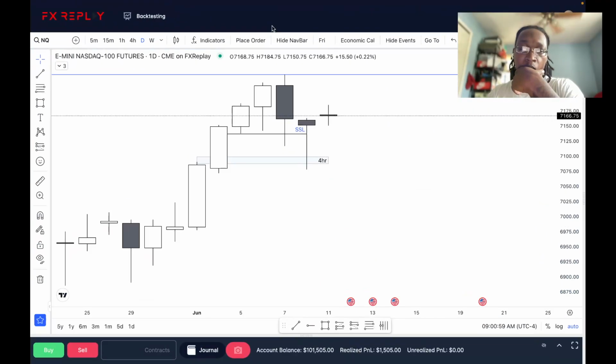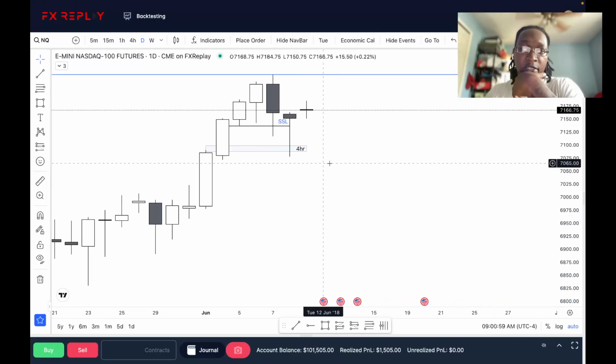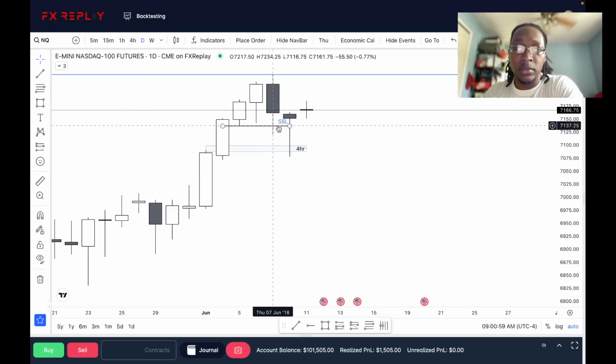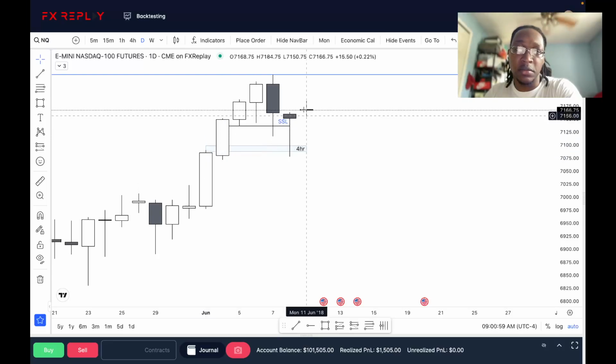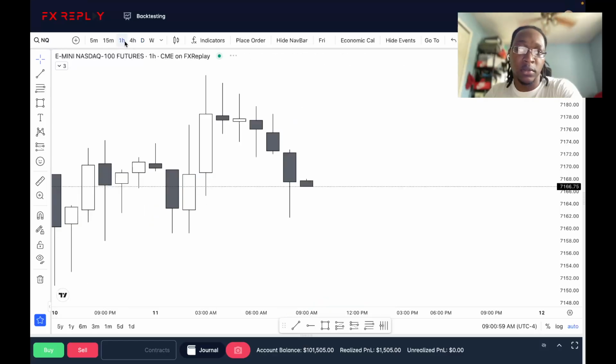But continuing here, I would want to see buy side. We failed to close below this low, this low, this low, and this fair value gap. Fully rebalancing it, pushing higher is the goal.